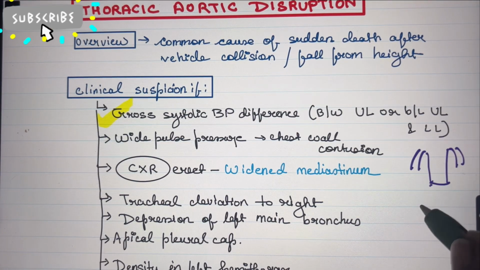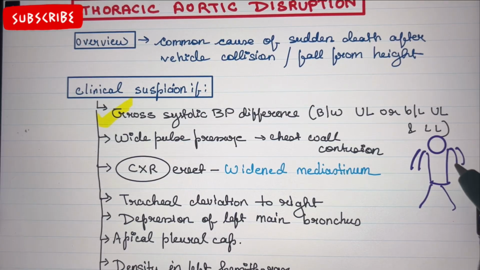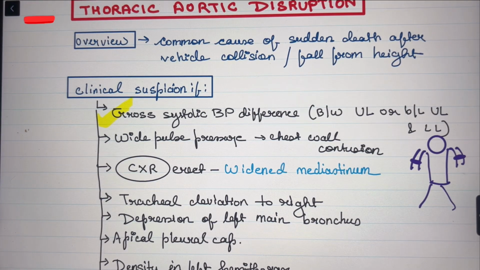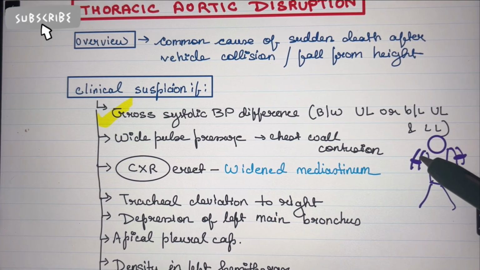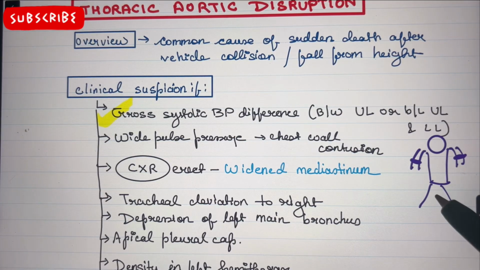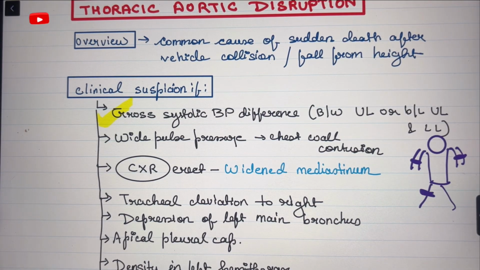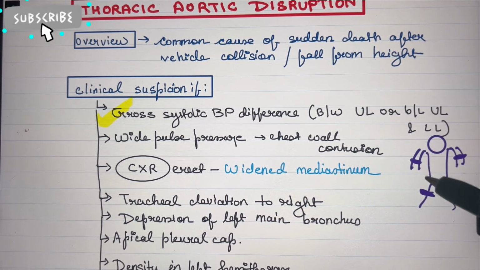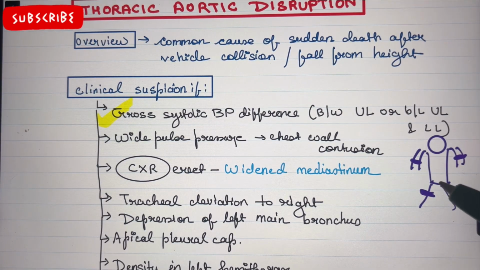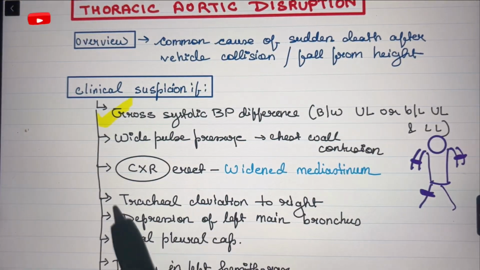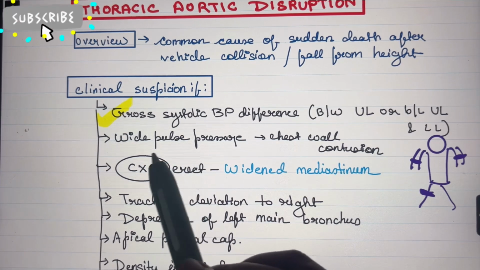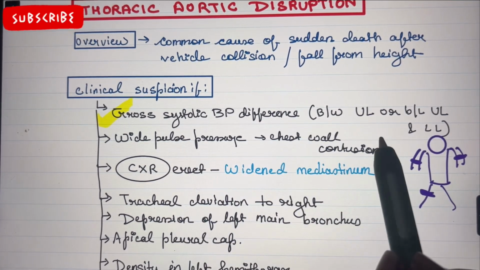We have a person, in the left arm and in the right arm. If we measure the systolic blood pressure, there will be a huge difference. Or if we measure the systolic blood pressure of the upper arm and of the lower limb, then there will be a major difference between them. Then we have to suspect thoracic aortic injury. Or there will be wide pulse pressure, and chest wall contusion may be seen.